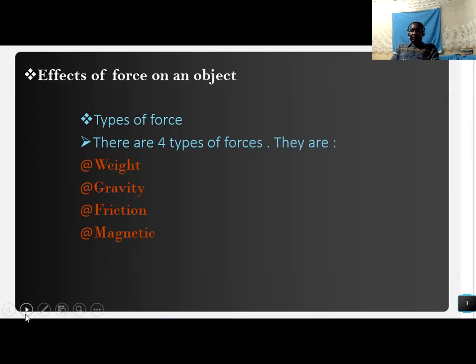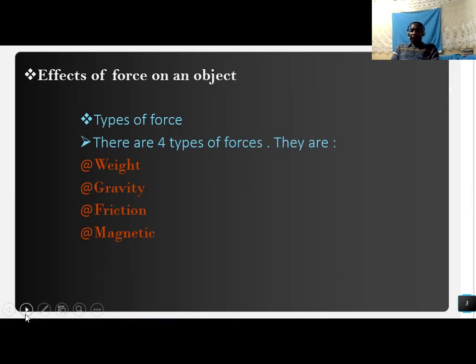Pupils, there are types of force. There are four types of force. They are weight, gravity, friction, and the magnetic. We are starting with number one, which is weight.